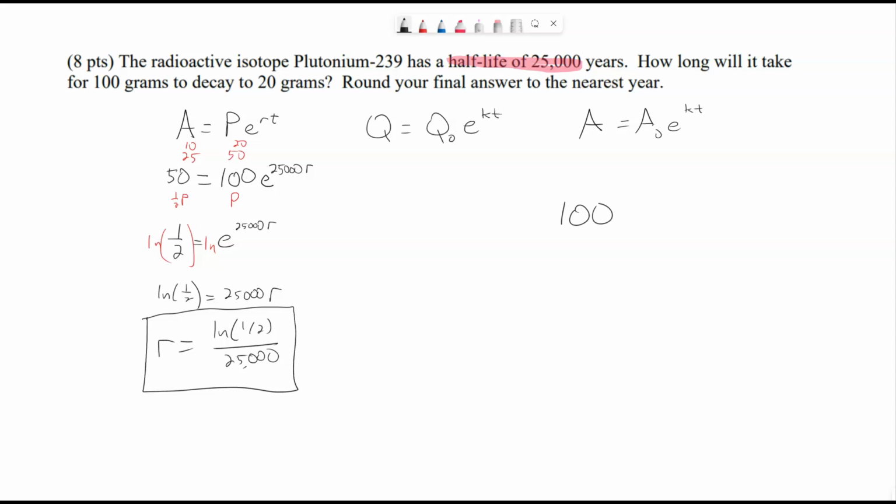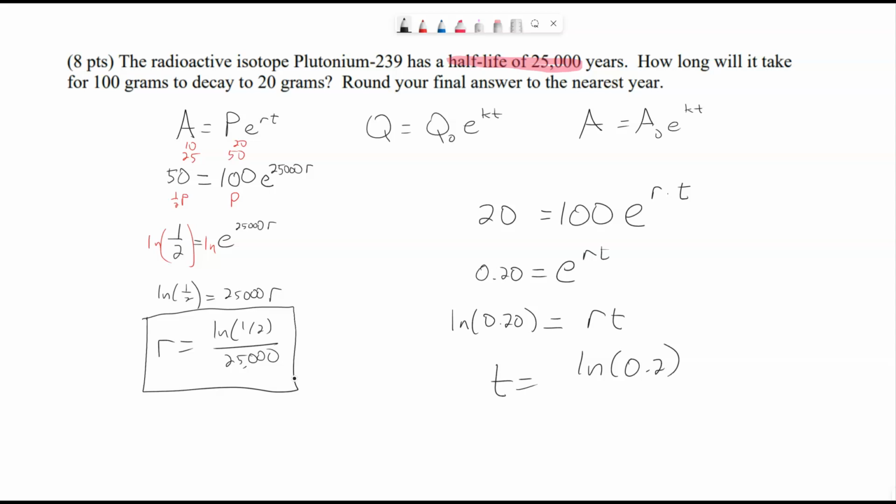If we start off with 100, using the r that we have, and the t, I don't know what t is. How long until it's 20? We can go back through the basic same steps, knowing what r is, and solve for t. First, dividing by 100, we would get 0.2 equals e to the rt. Keep in mind, I'm writing r even though I know the value. I just don't want to write this ugly number or its decimal approximation. Natural log, rt. And solve for t, we would get natural log of 0.2 divided by r.